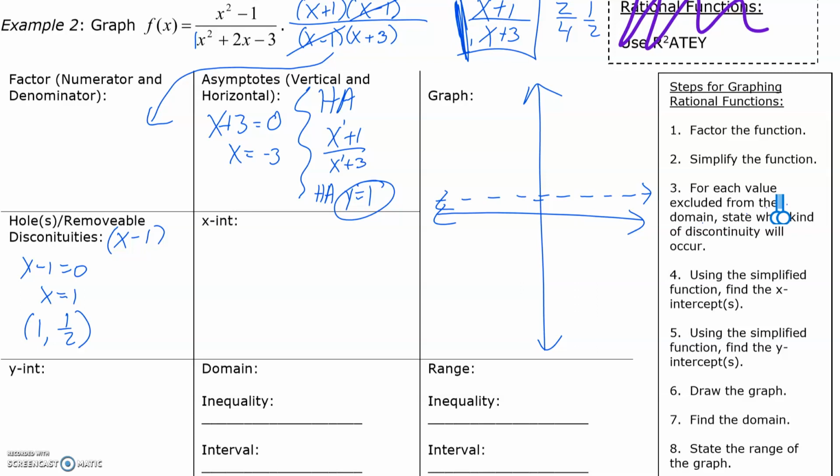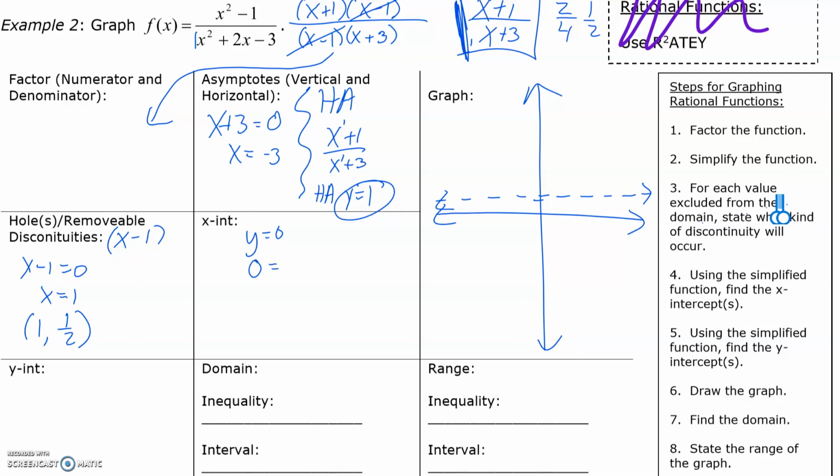Okay, we're going to go ahead and finish up with this example. We left off looking at the x-intercept. When we're looking for the x-intercept, the y value would be 0, because it's where it crosses the x-axis, where y is 0. So what we're going to do is set the entire thing equal to 0.